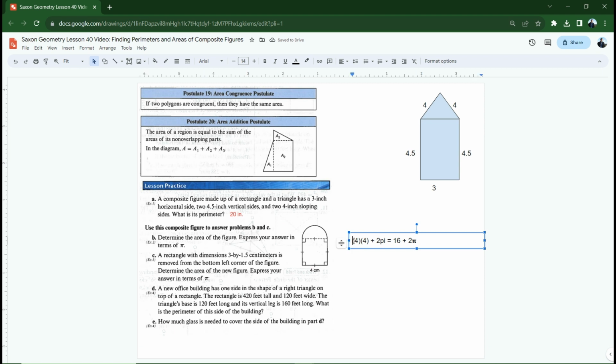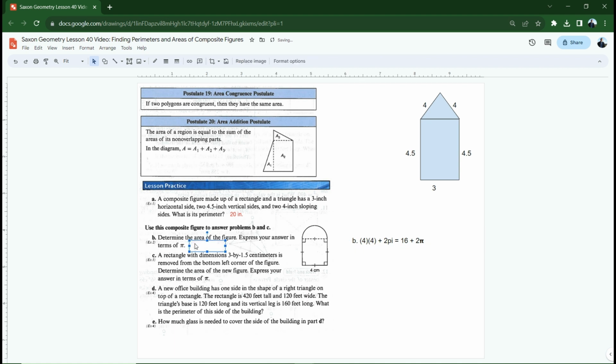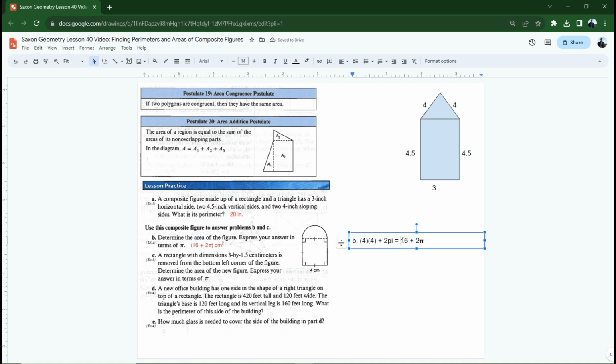So now I've gotten letter A and letter B done. Let me just double check my answer for B. 16 plus 2 pi. I did forget to put a label on. That's a great thing to do. It should be centimeters squared. There we go. All right, on to letter C.